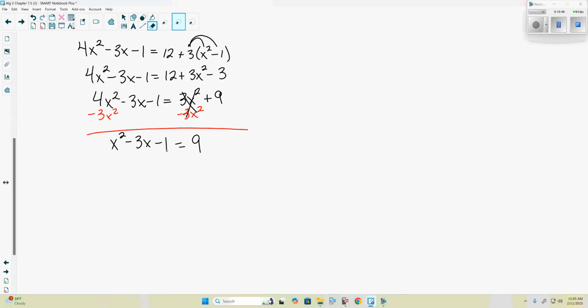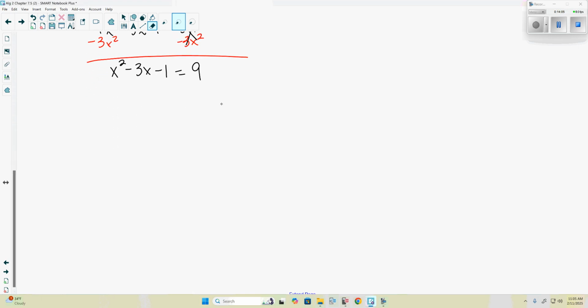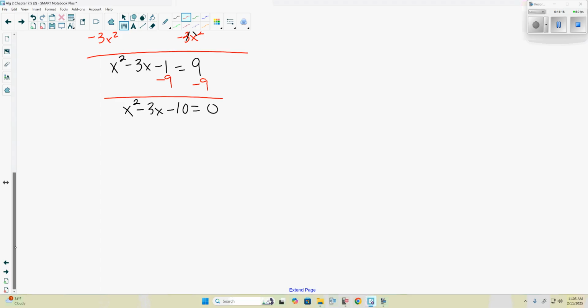first, is that if for some reason it had actually been 4x squared instead of 3x squared, our x squareds would have canceled out, and then we can just go about getting x by itself. So if they cancel out, then we can do other things with it. But here they didn't, so we still have to go about getting this equal to 0. So the next thing we can do is subtract 9. Minus 3x minus 10 is equal to 0.